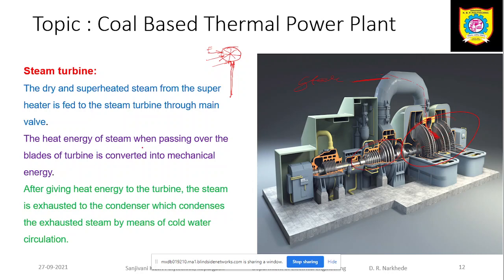The heat energy of the steam, when passing over the blades of the turbine, is converted into mechanical energy. Steam has heat energy, and it causes the rotation of the blades, and rotation is mechanical energy. So the heat energy of the steam passing over the blades is converted into mechanical energy. Inside the steam turbine, energy conversion takes place from heat energy to mechanical energy.